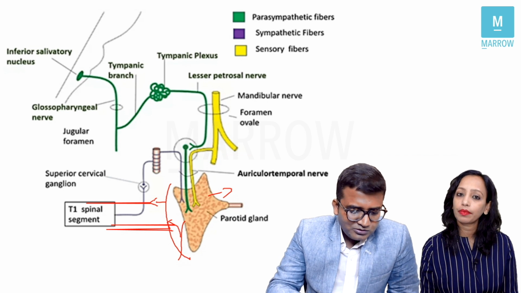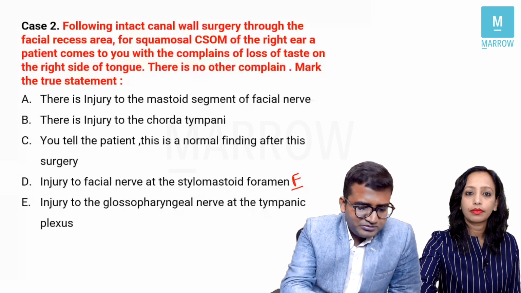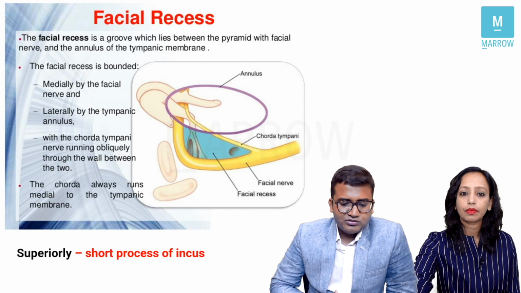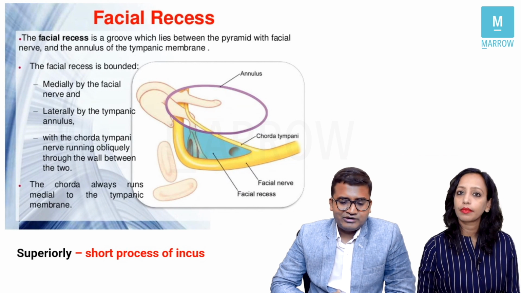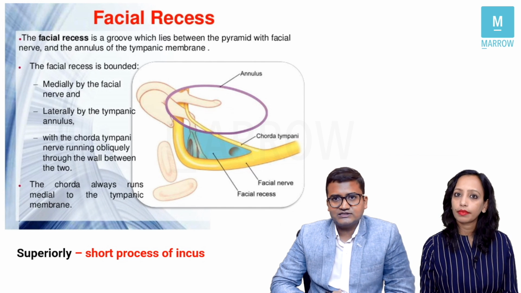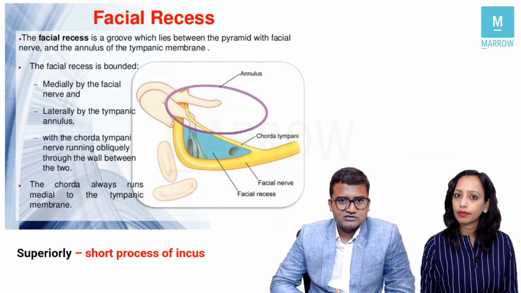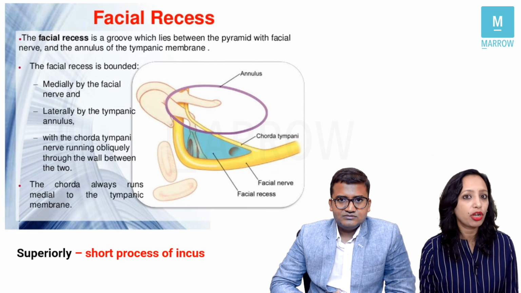Right. So now the answer for this question is option B is right. Yes. So now to summarize, we have to know the boundaries of facial recess. Now facial recess is a small groove. Medially you have the facial nerve, and laterally you have tympanic annulus with the chorda tympani nerve, and superiorly you have the short process of incus. And please remember the tympanic plexus is formed by the tympanic branch of the glossopharyngeal nerve and the caroticotympanic plexus. Yes, and that is what is known as Jacobson's nerve. That is again a question of your exam.